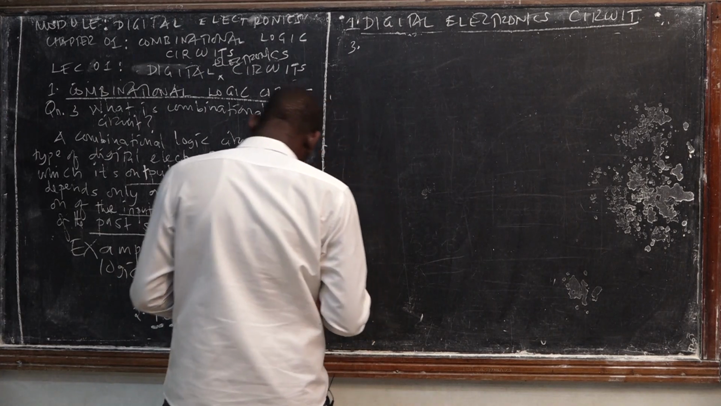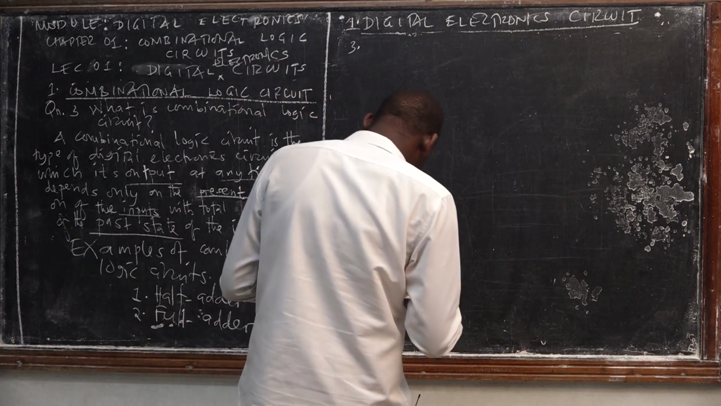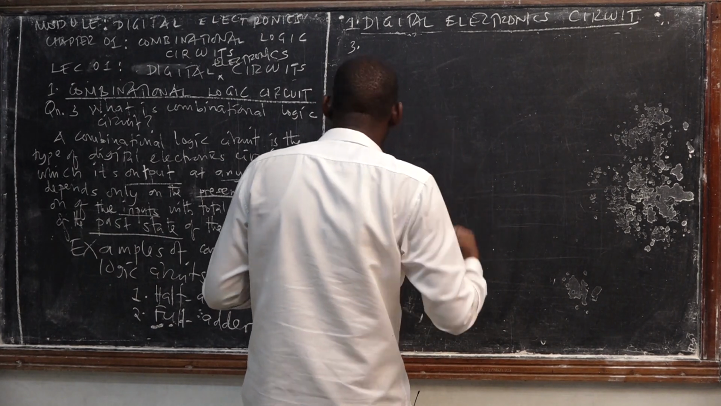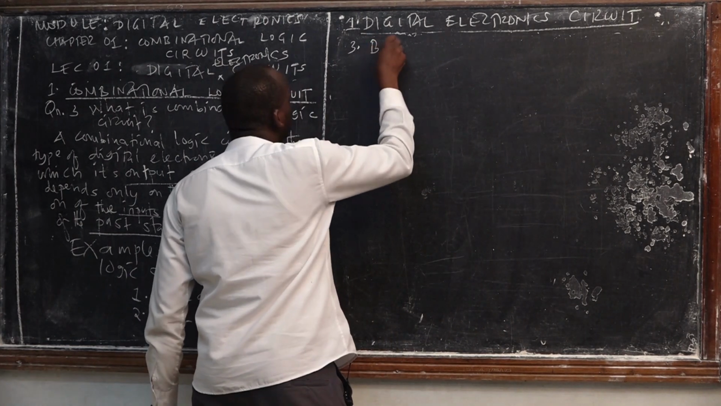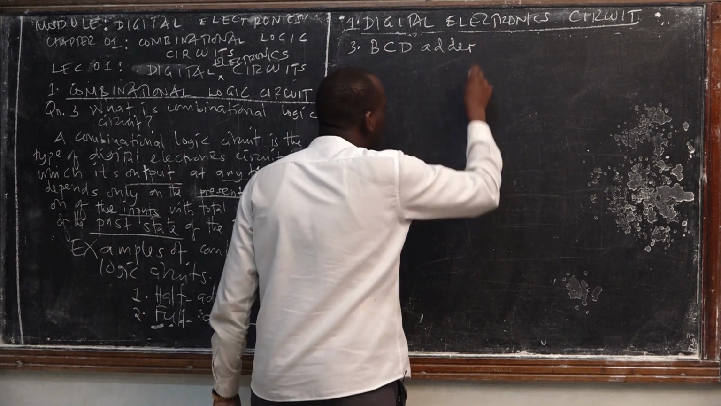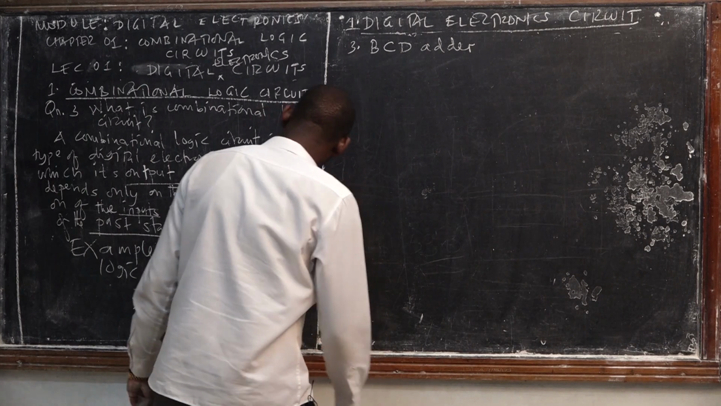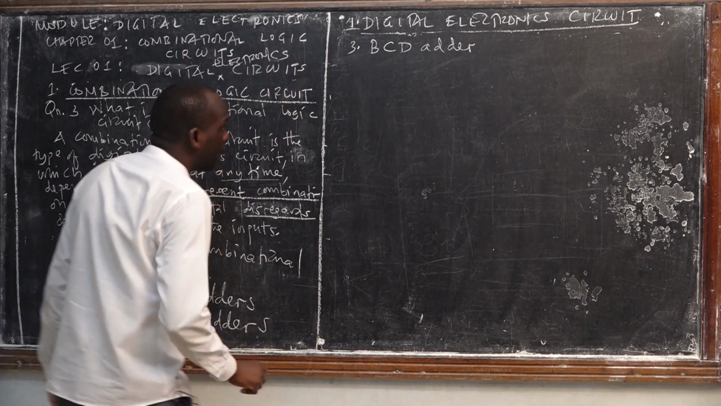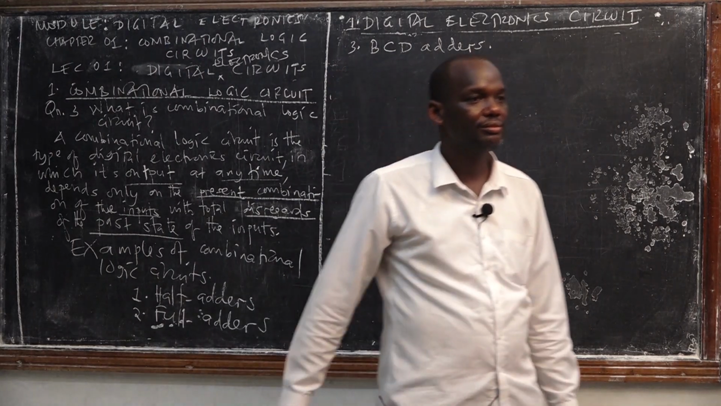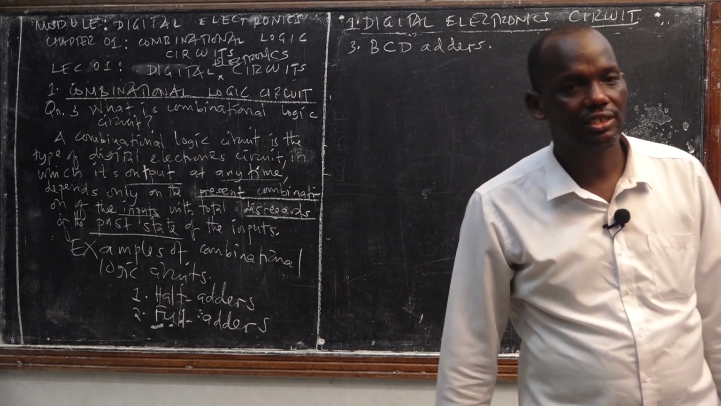The third example of combinational logic circuits, also in electronics, we have circuits we call BCD adders. This is half adders, full adders, and BCD adders.